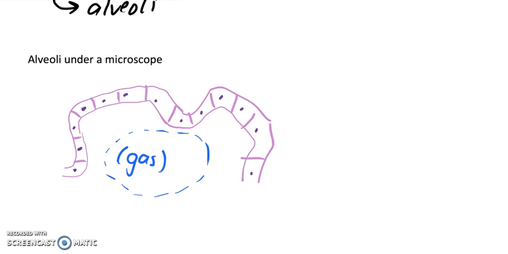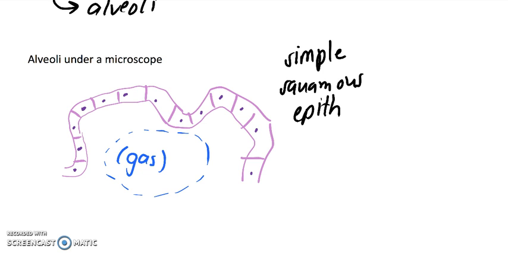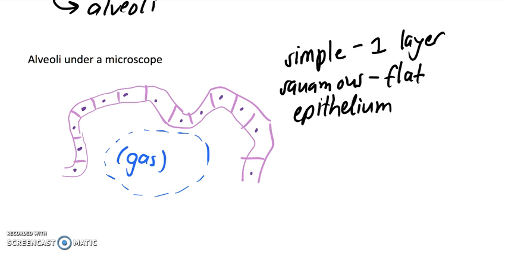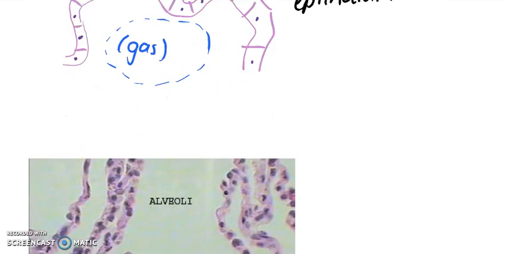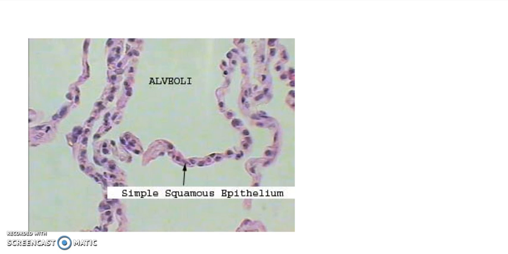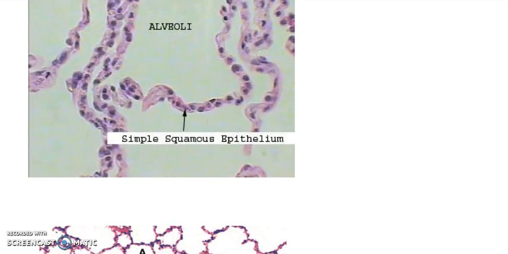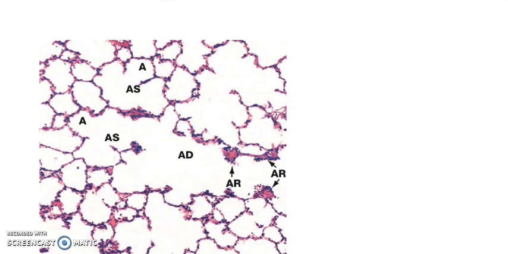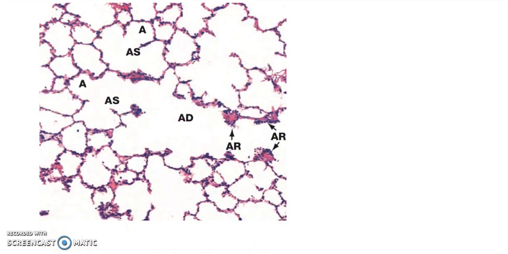Now this tissue type for the alveoli, we call this simple squamous epithelium. Simple because notice it's only one layer thick. Squamous means flat. These are flattened cells. And that's why we call this simple squamous epithelium. So here are the alveoli. And here is a picture of that, an actual picture. And here's some more alveoli together in one image.